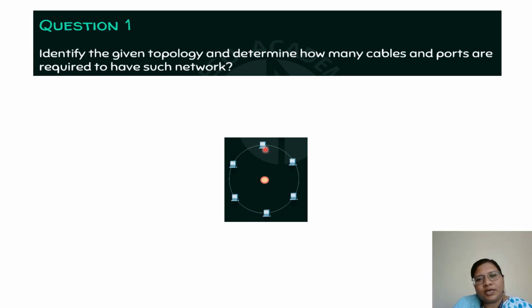So how many cables here? Here is 1, 2, 3, 4, 5, 6 cables. No, only one cable is required per device. And ports: how many ports? Each device has one sender and one receiver. So one sender and one receiver, so each device has two ports. So we should find it like that.